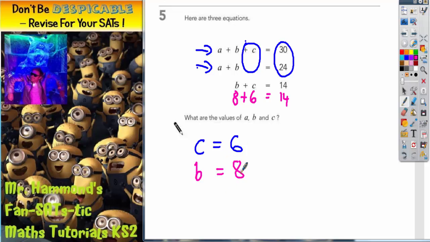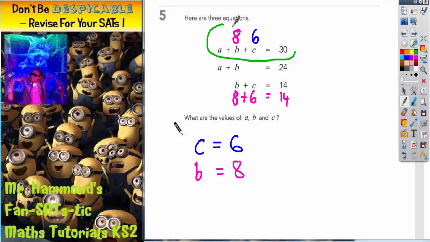All we've got to do then is go back to the original statement to work out what a has got to be. So if I just rub that out and rub that out, let's start filling in what we know. Now we've already worked out that b equals 8. We've already worked out that c equals 6. So we now need to use this top statement here.